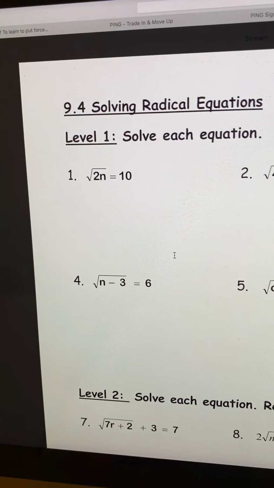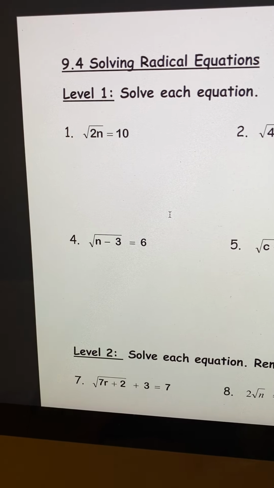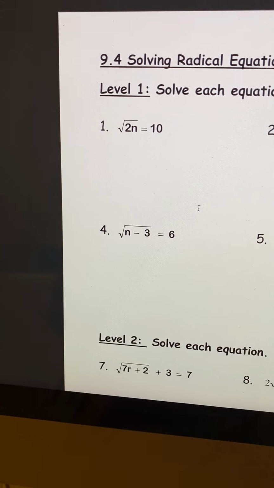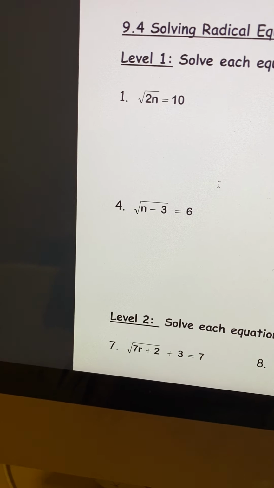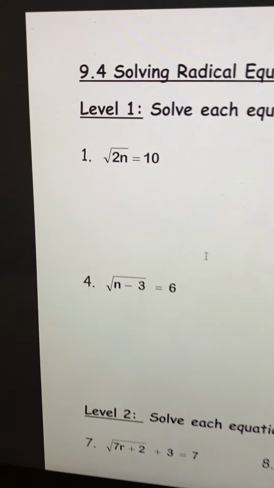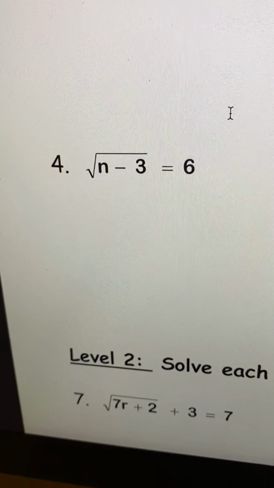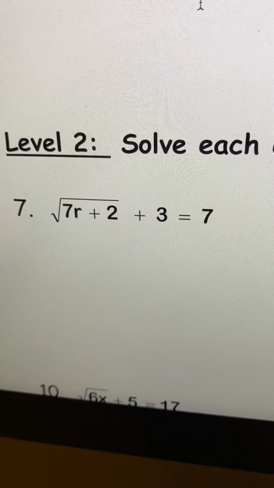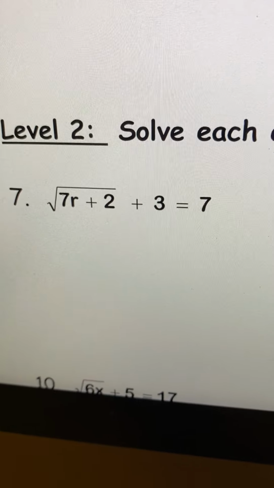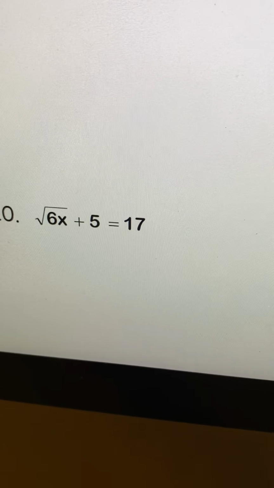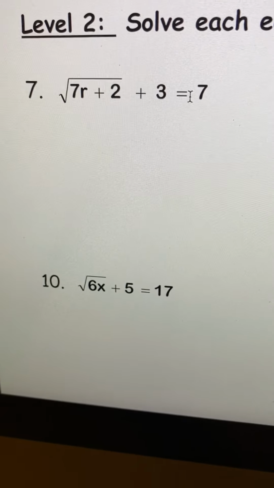Now we're going to begin working with solving radical equations. Sounds real tricky, but for the most part, it's not too bad. We'll go through the solving of like number 1. I'll talk about number 4. We'll go on to number 7. I'll show you how to do that one. We'll talk about the others. Don't get freaked out by these. These are the toughest of the group.